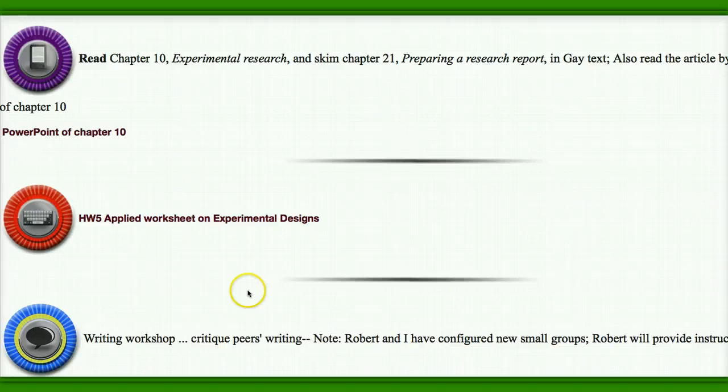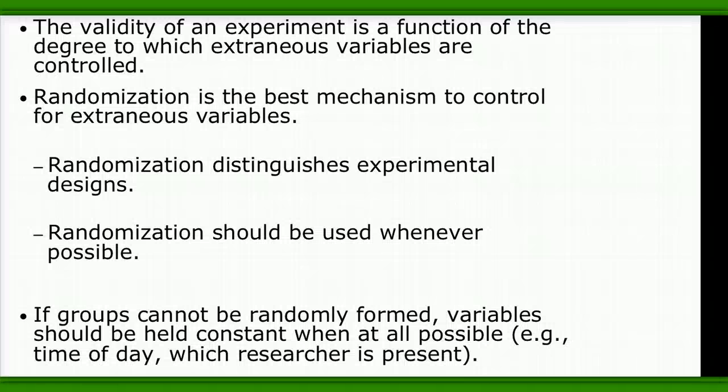So continuing our discussion of some of the features of experimental designs, it's important to note and to highlight that randomization is the best mechanism to control for extraneous variables. And this is the feature that distinguishes experimental designs over designs that aren't true experiments. Randomization should be used whenever possible. If groups can't be randomly formed, variables should be held constant when at all possible.